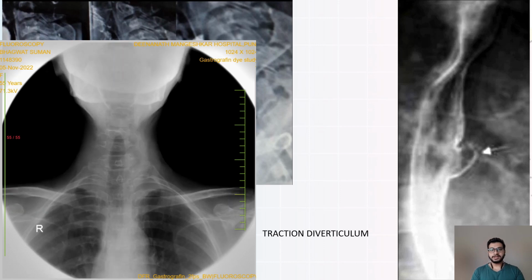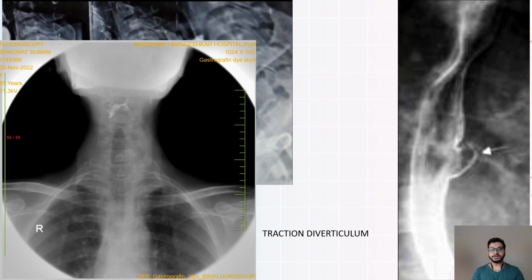The image on the right shows a Killian-Jamieson diverticula, which like I told you, originates in the anterolateral wall of the proximal cervical esophagus, and it appears below the cricopharyngeal bar. And this is only appreciated in the frontal images, where it is seen overlapping the anterior wall of the cervical esophagus.